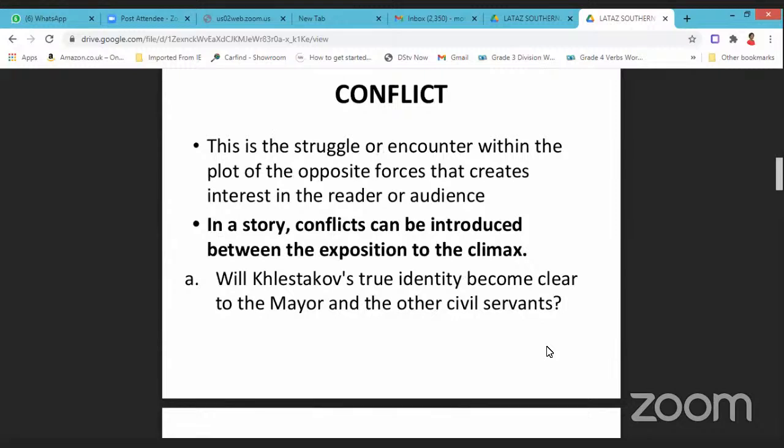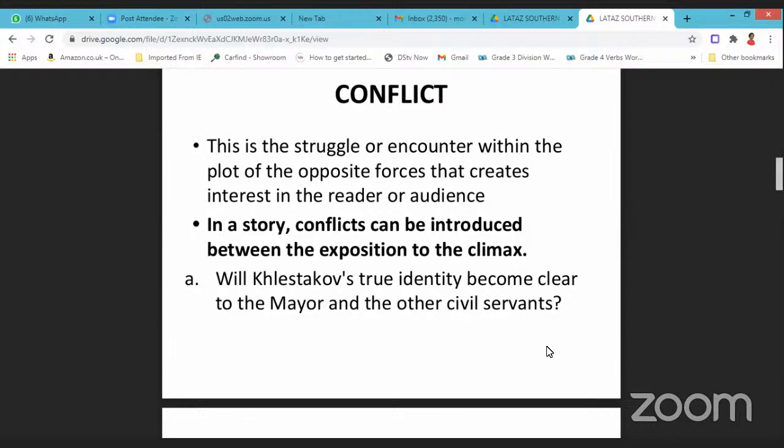Now, we talked about elements of the story. We talked about the plot. Now we also need to talk about the conflicts. Remember, I mentioned from the exposition to the rising action before the climax, we have introduction of characters and conflicts, and they build up to the crisis. Now, let's look at the conflicts.